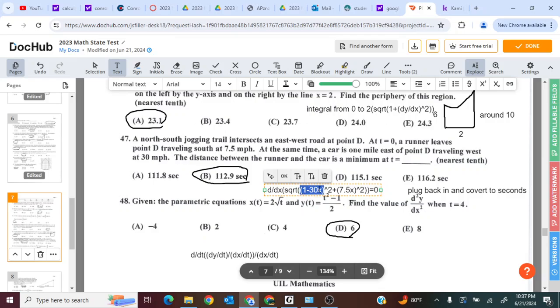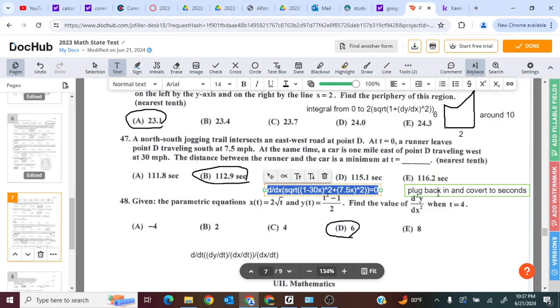As you can imagine, only the car is traveling on the x-axis. Square it, then add your y distance squared, so 7.5 times your time, squared. When is the distance at a minimum? When the derivative is 0. Then you figure out the time, and you plug your value back in.